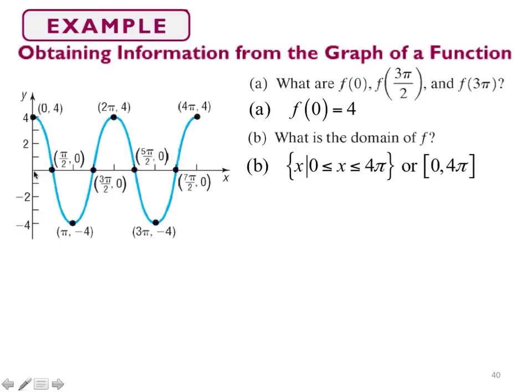Now, if I want to find the domain, that means that I list all of the x values. So my smallest x value that I have is 0. Okay, so I'm going to have a bracket there. And my largest x value is 4 pi. Or I can write it in set builder notation like this.